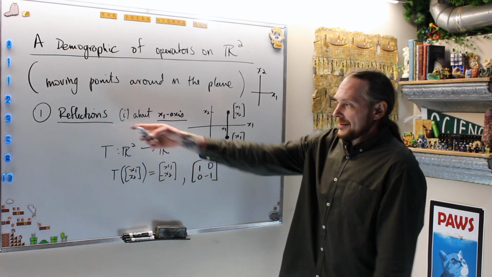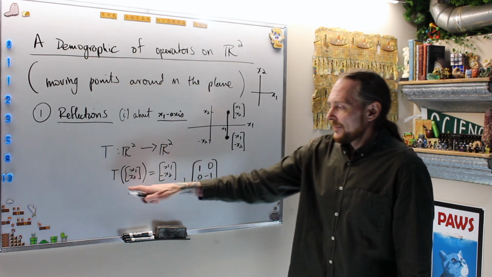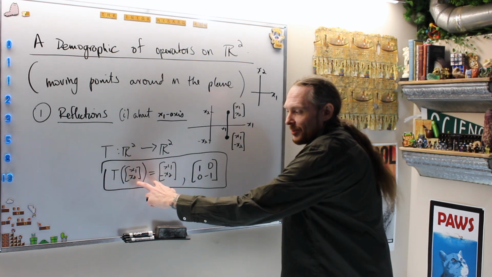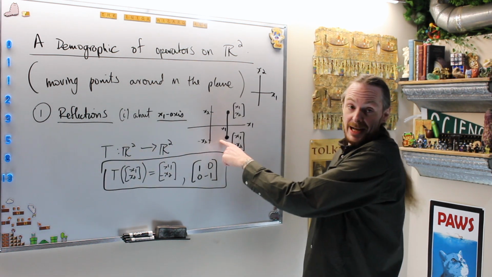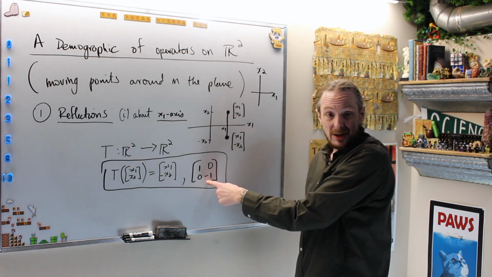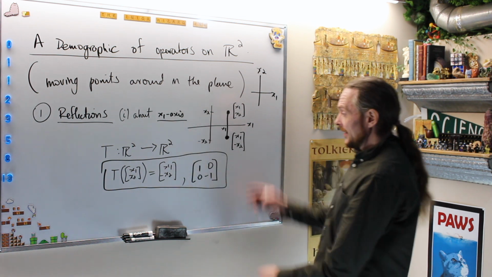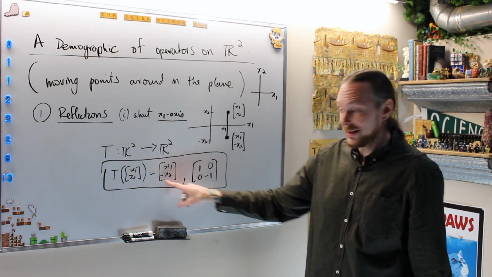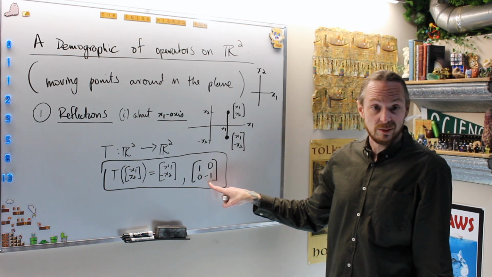Watch them. This is reflection about the x1 axis. Algebraically, these are the things you need to know. In algebraic form, that's what the geometric avatar looks like. This is what its algebraic avatar looks like, and now this is what the standard matrix avatar looks like. Same thing. This is saying I reflect about here, this is saying now I reflect about the x1 axis, and this is now saying reflection about the x1 axis.